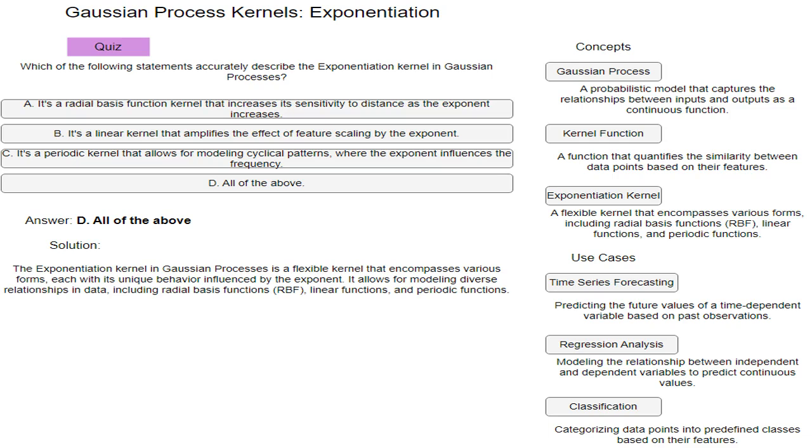The exponentiation kernel can take the form of RBF, linear, or periodic functions. Each form has a parameter that controls its behavior, which can be adjusted to find the best fit for the data. For example, a higher exponent in the RBF kernel makes the model more sensitive to local variations, while a higher exponent in the linear kernel emphasizes features with larger scaling factors.